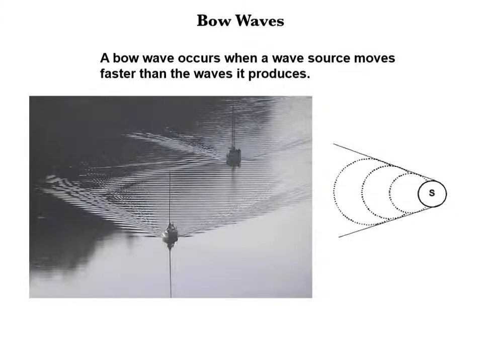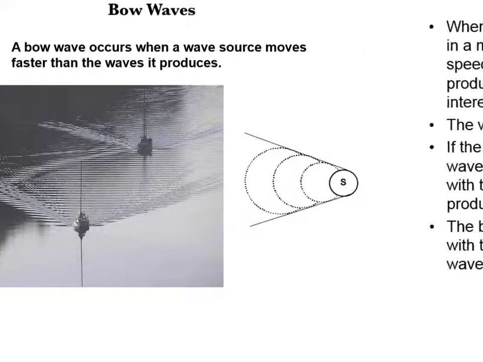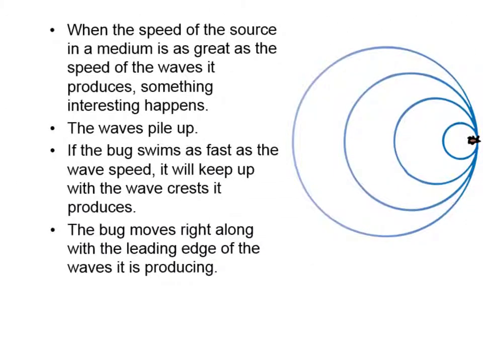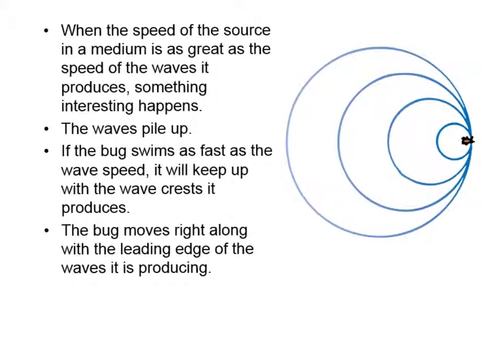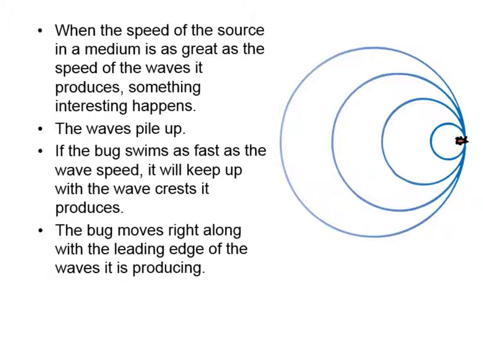The Doppler effect also allows us to talk about what are called bow waves. A bow wave occurs when a wave source moves faster than the waves it produces. It's very characteristic of boats on water or even ducks swimming across water. You get this wave pattern behind the boat, right? Because this boat is moving faster than the waves that it's producing. Let's think about our bug swimming across the water, okay? When the speed of the source in a medium is as great as the speed of the waves it produces, this interesting thing called bow waves happens.